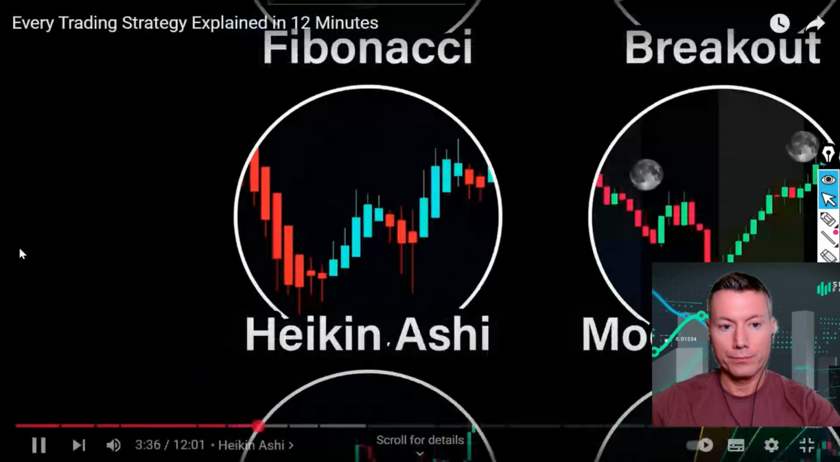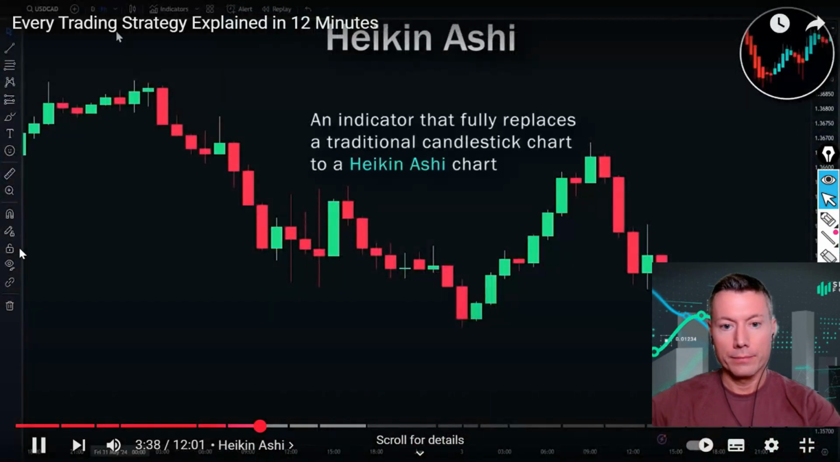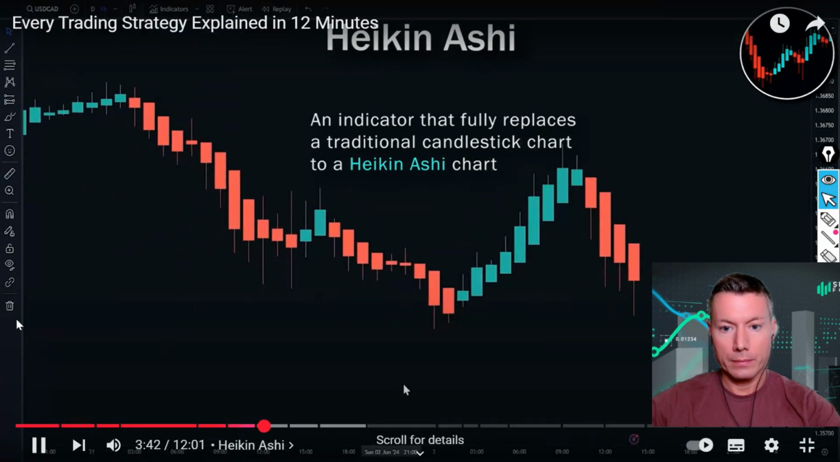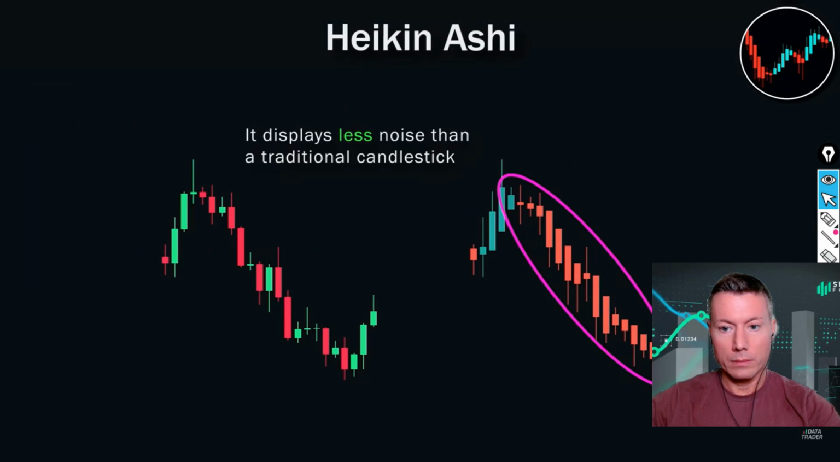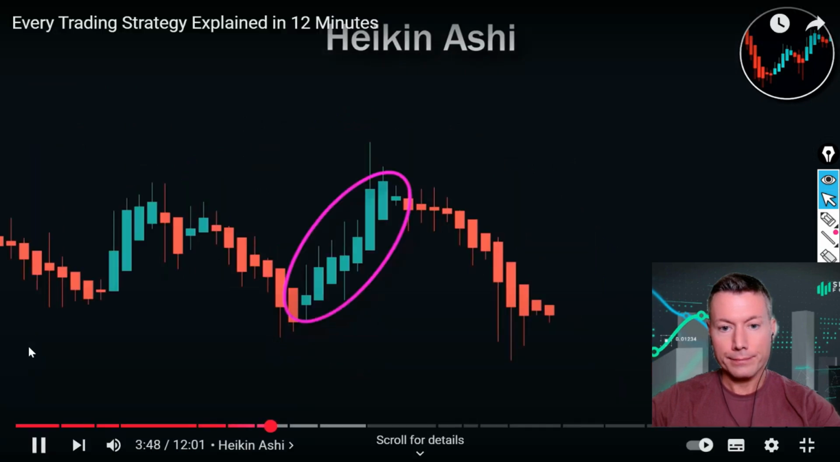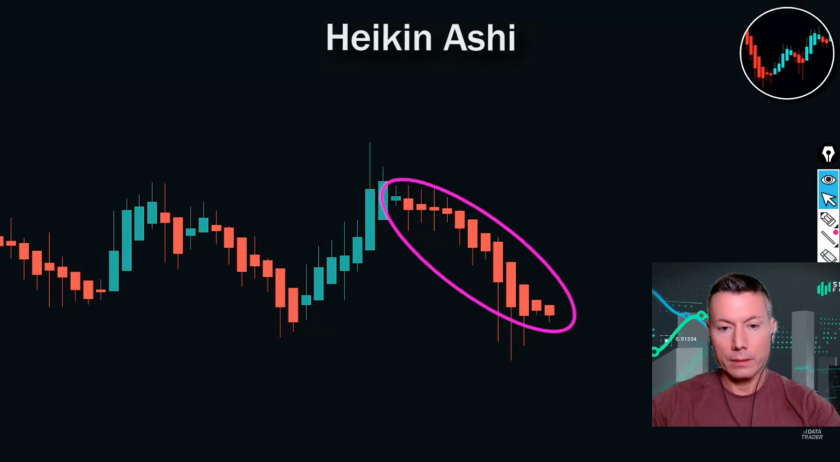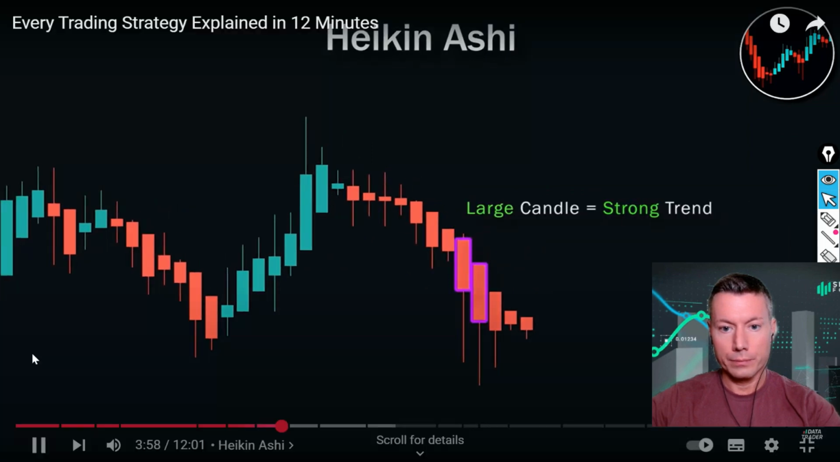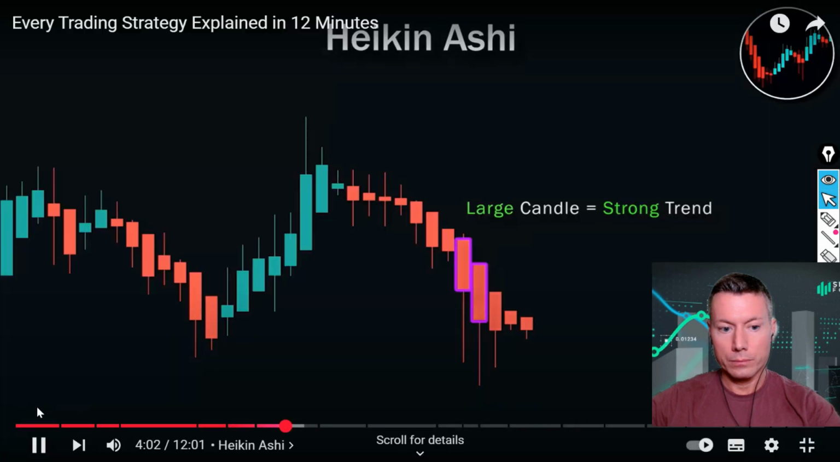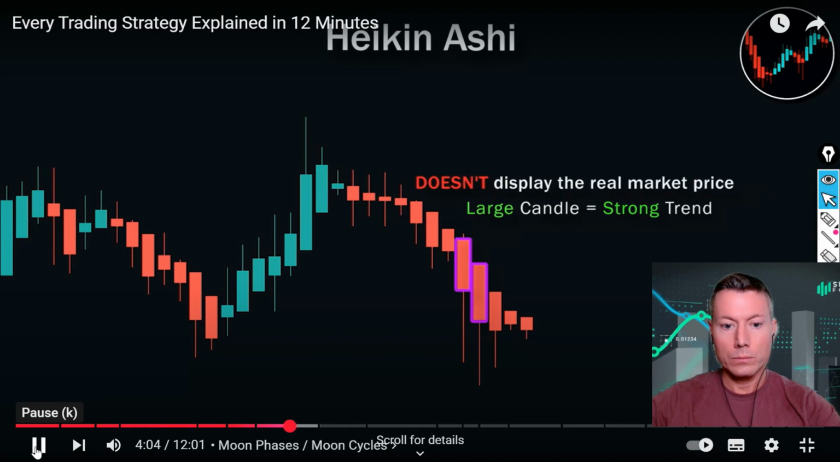Heikin Ashi. It is an indicator that fully replaces a traditional candlestick chart with a Heikin Ashi chart. When applied, it tends to give less noise than a traditional candlestick. A green Heikin Ashi candle signals that the price is on an uptrend, and a red Heikin Ashi candle signals that the price is on a downtrend. The size of the candle's body also indicates how strong a trend is. The larger the candle, the stronger the trend. Keep in mind that the Heikin Ashi only acts as an indicator. It does not display the real market price.